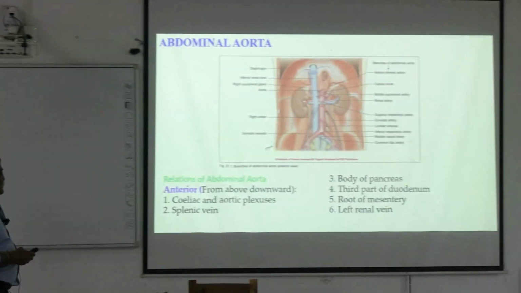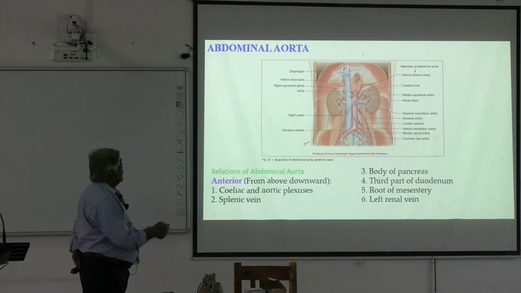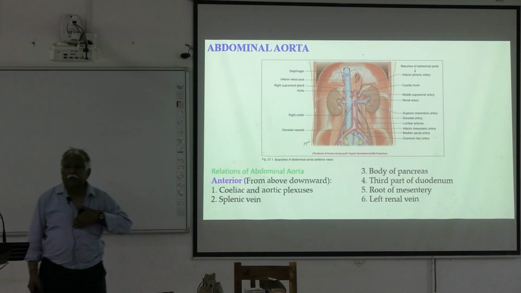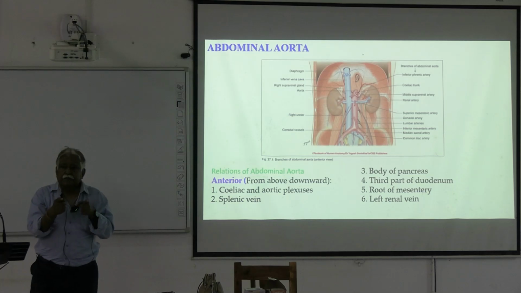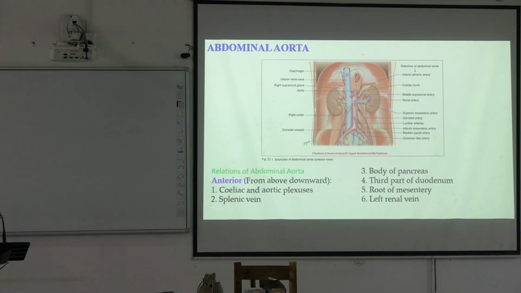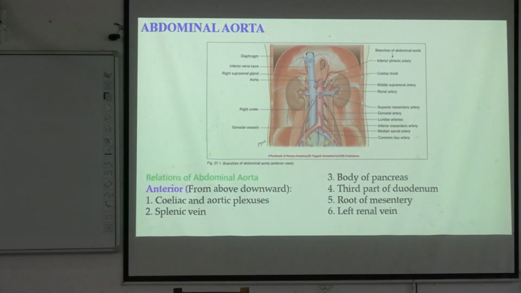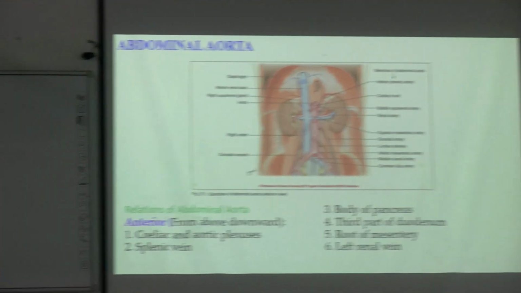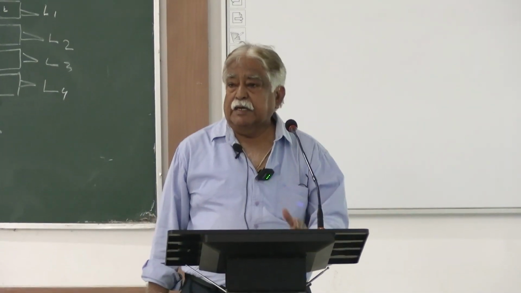Now, relations of the abdominal aorta. Anterior, from above downwards: 1, 2, 3, 4. This whole location you have to know. You have to know the name of that specific artery, and you have to know that this is the superior mesenteric artery, this is the celiac artery.